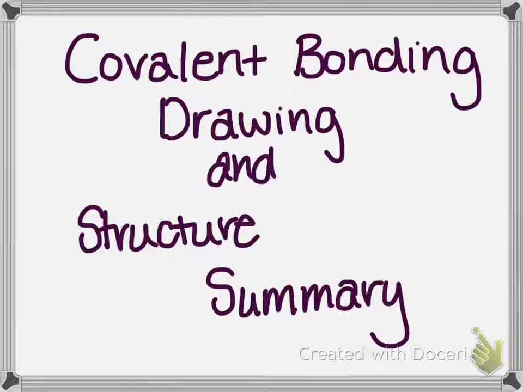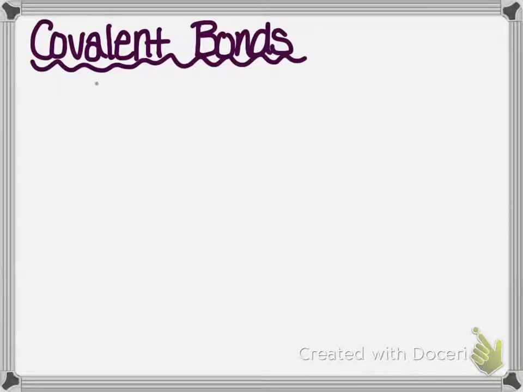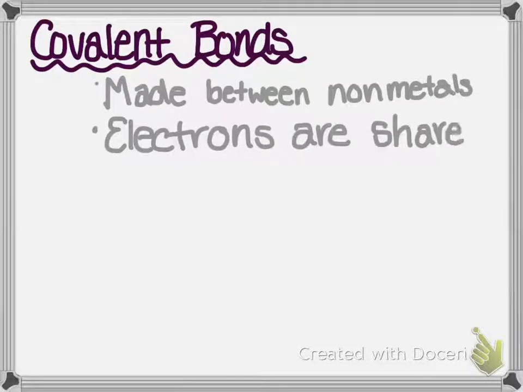The first thing we need to understand is covalent bonds versus ionic bonds. In ionic, you must have a metal and a nonmetal. Covalent bonds are only made between nonmetals. It has to be two or more nonmetals bonded together. In an ionic, electrons are transferred. In covalent, electrons are shared.